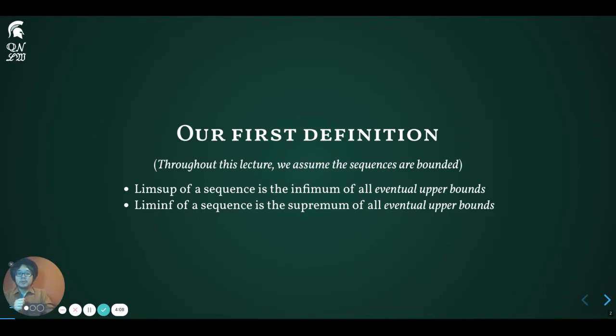The Limsup of a sequence is defined to be the infimum of all of its eventual upper bounds. Remember that a number is an eventual upper bound of a sequence if, after waiting long enough, the sequence will never get bigger than that number again. If you would like to see the precise definition, I recommend pausing the video here and pulling out the usable statements sheet for reference.